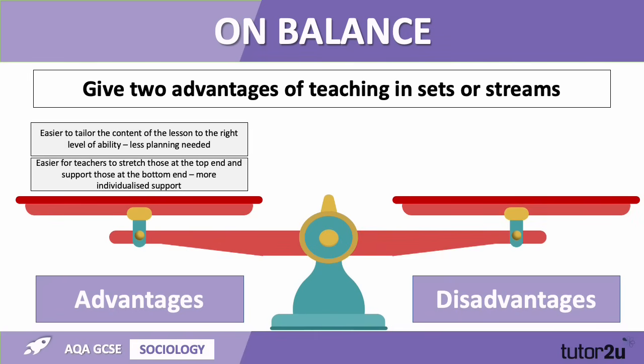So firstly, it's much easier for teachers to stretch those at the top end and support those at the bottom end, so you get much more individualised support, and it's much easier to tailor the content of the lesson to the right level of ability, so there's less planning needed for the teacher, but also it's just easier to support all the students if they are working at a similar ability, whereas you haven't got to cater right for the top, right for the bottom, and for those group in the middle.